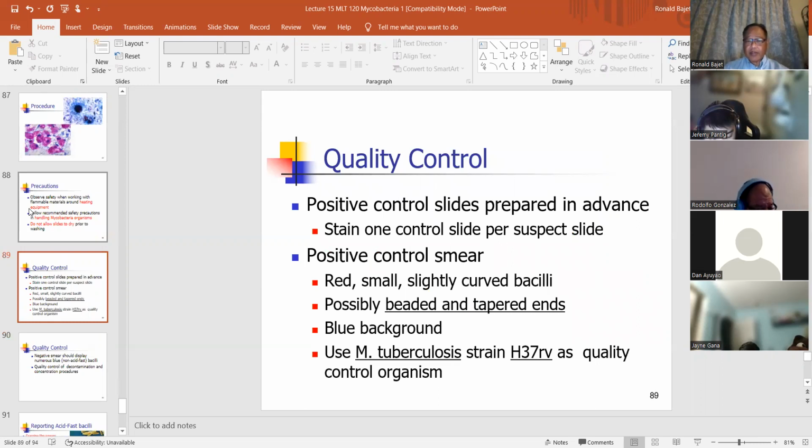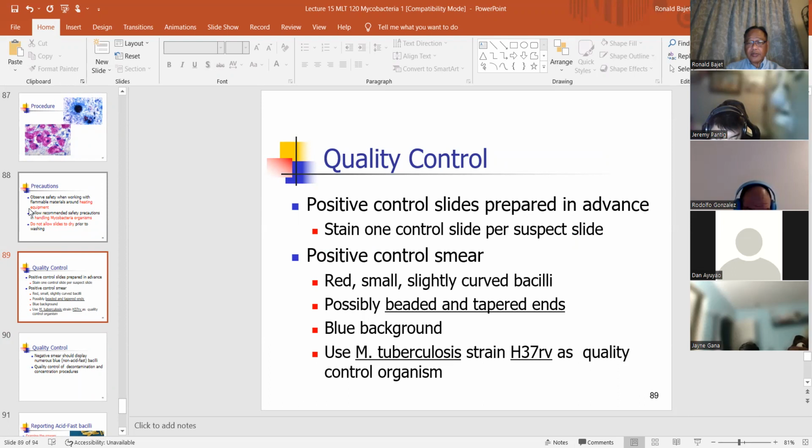QC: positive control slides prepared in advance. So we're going to be using positive control slides as positive smears, and we're going to go through the staining procedure. Use a positive control smear and a negative control smear, and make sure you compare the two. Anything red, small, slightly curved bacilli is considered a positive test, possibly beaded with tapered ends, on a blue background.